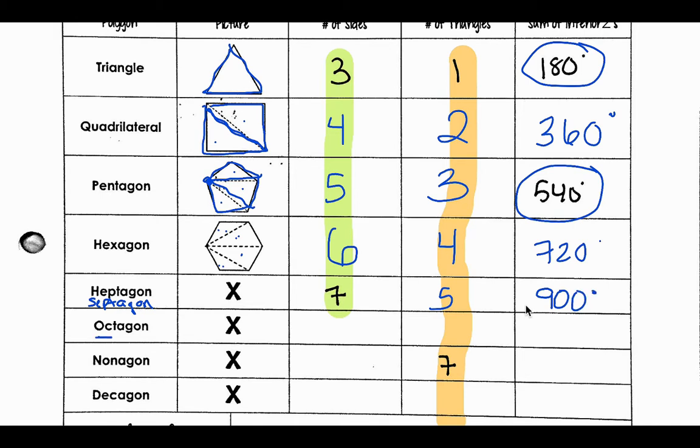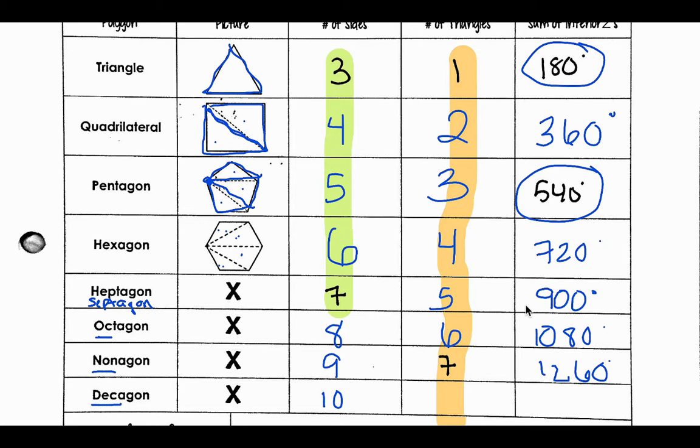Octagon, we all know that's our stop sign, right? That prefix stands for an 8-sided figure, and that is going to have 6 triangles within it. If you don't believe me, go ahead and draw one. So when I do 6 times 180, I get 1080 degrees. My nonagon is a 9-sided figure. Just to keep you on track, that would be 7 triangles that we can draw. 7 times 180 gives me 1260 degrees.